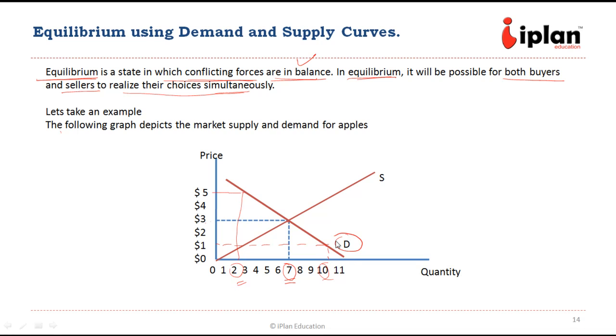At the same time, if we look at the supply curve for companies, they are willing to supply 2 units at the price of $1. And if the price given to them is $3, they are willing to supply 7 units of quantity. And if they are given $5, they are willing to provide 10 units of quantity. So there is a conflict between the two forces of demand and supply. But if we notice at this particular point, at the level of $3 price, the consumers are willing to consume 7 units of quantity, and the suppliers are willing to produce 7 units of product. So their objectives are meeting at this point, which is known as equilibrium. So at this point, the choices of both buyers and sellers are realized simultaneously.